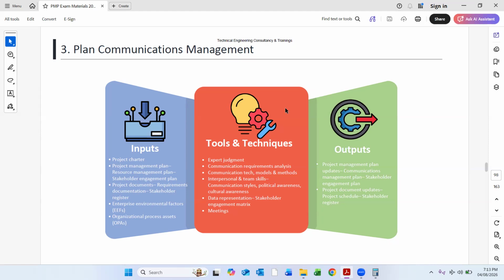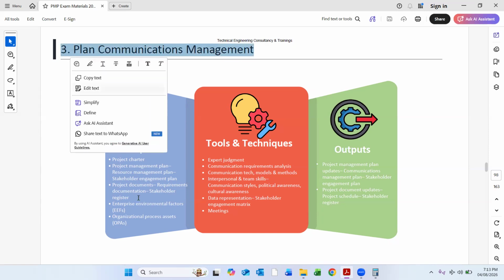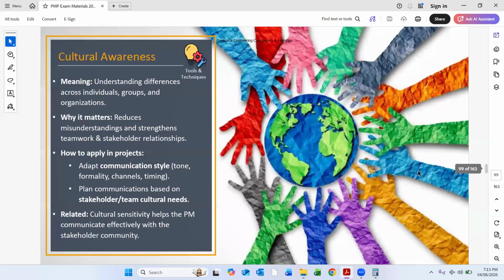And then we can update the schedule as well based on this plan communications management in terms of inputs, tools and techniques, and these are our outputs. Cultural awareness.